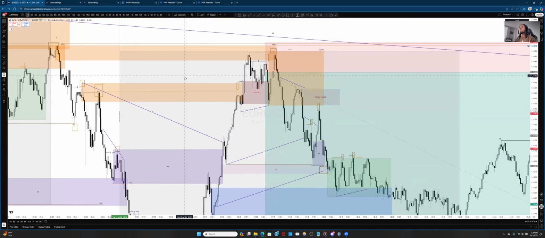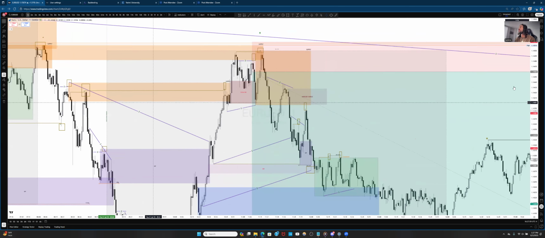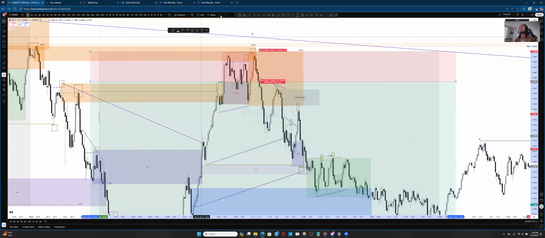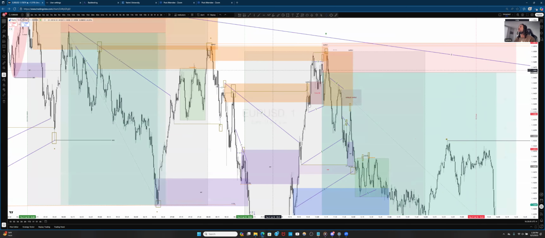That right there was my entry position, the minute I saw this change of character, break of structure. Oh, wait, let me move this over. So this right here, change of character, break of structure, that was my entry model.